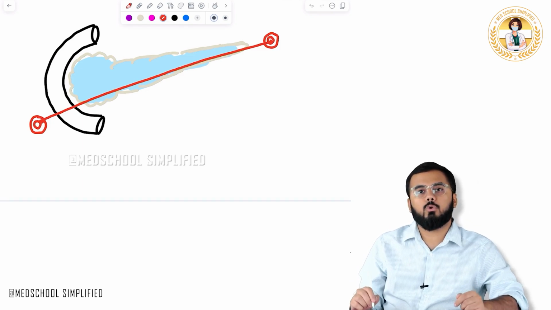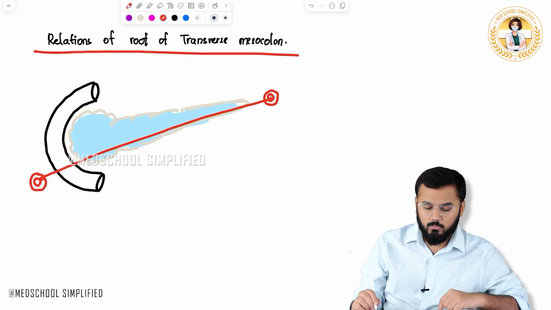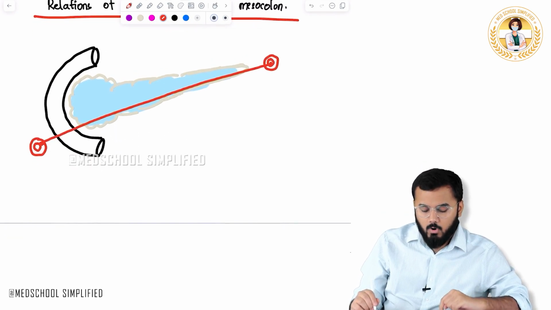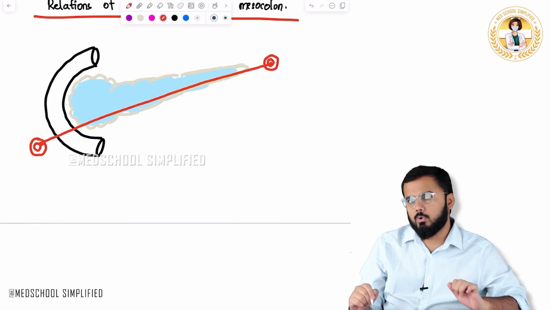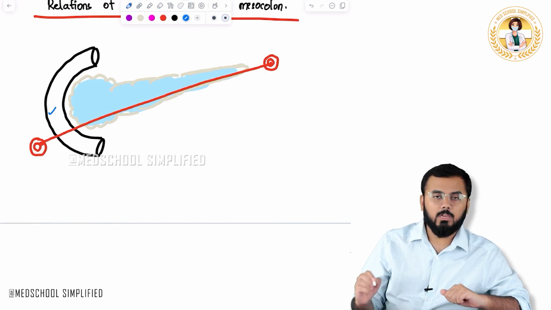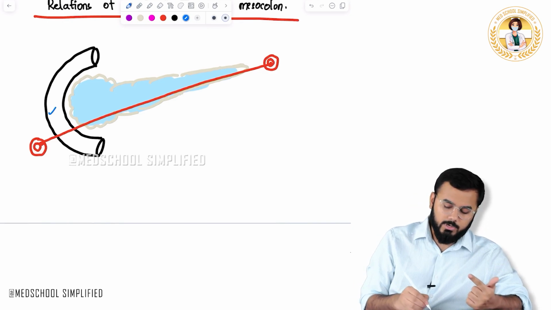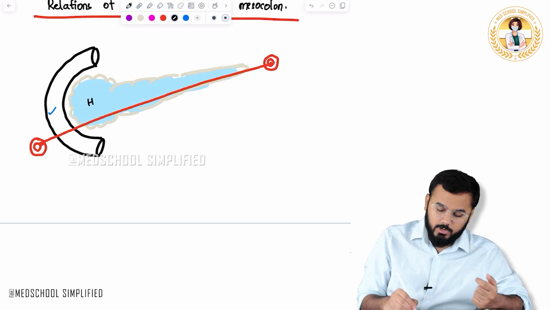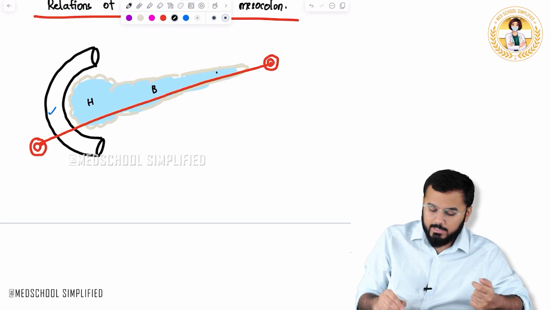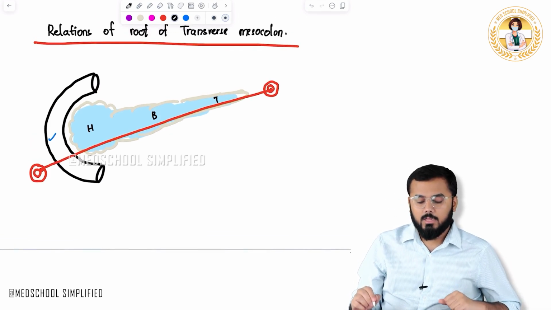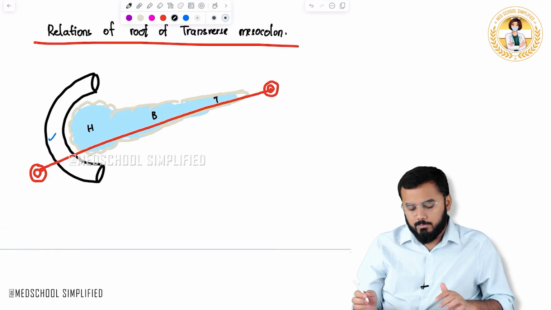Now if I connect both these ends like this, the line which I have drawn is called the root of the transverse mesocolon. Now what are the things that are in relation with the root of the transverse mesocolon? The first important thing is the duodenum, the loop of the duodenum. The second is the head of the pancreas, the next is the body of the pancreas, and next the tail of the pancreas. These are the structures which are in relation with the root of the transverse mesocolon.